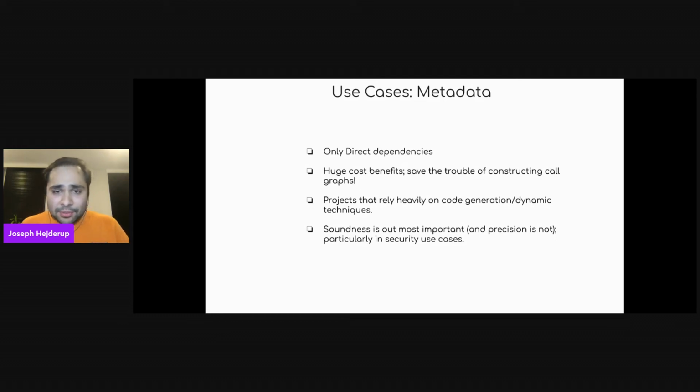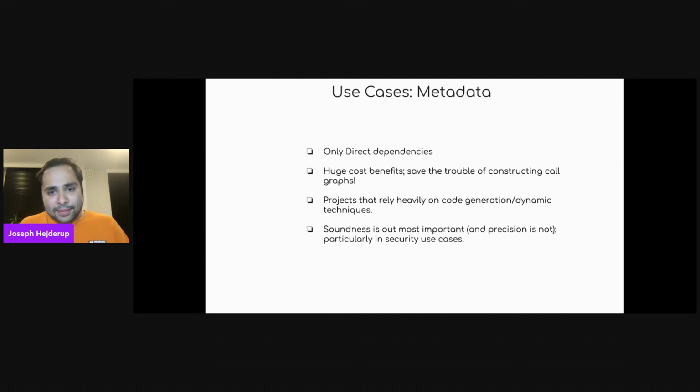And I think the other part is that there are huge cost benefits, like you save the trouble of constructing call graphs. Also for projects that rely heavily on code generation or dynamic techniques. I didn't really have this issue in Rust because, whenever you use macros, you will see the macro calls in the final binaries or in the last stage of the compilation.